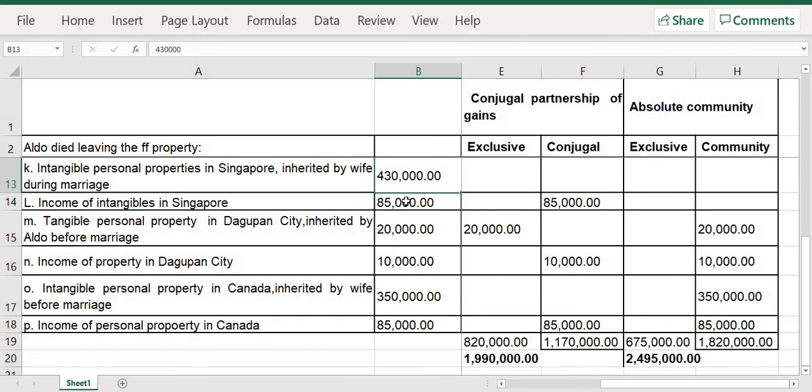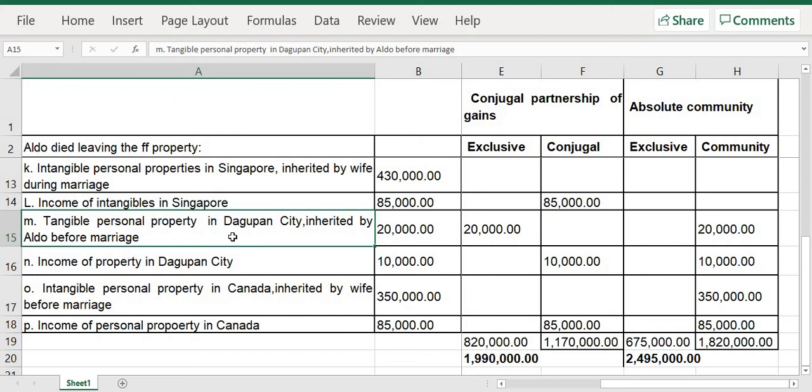Income of intangible in Singapore. So, mayroon daw income yung intangible ni wife sa Singapore for 85,000. Under conjugal partnership of gains, kahit na exclusive property yun ni wife, magiging conjugal property pa rin yung fruit nun. Under absolute community property naman, fruit follows principal. Kaya, dahil exclusive property ni wife yung property na yon, yung fruit sa property na exclusive for the wife is also exclusive property of the wife, kaya hindi siya magiging community property dito under absolute community of property.